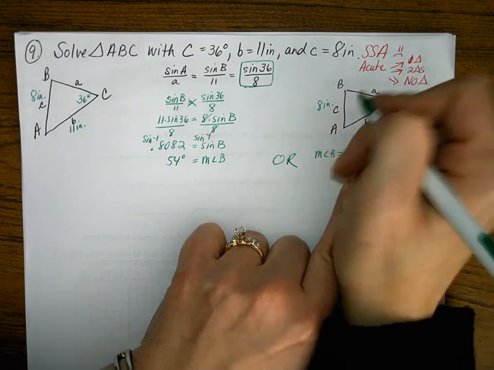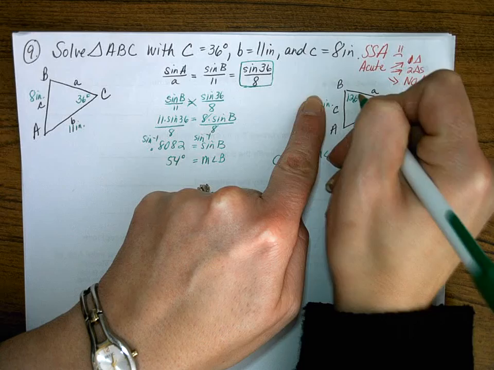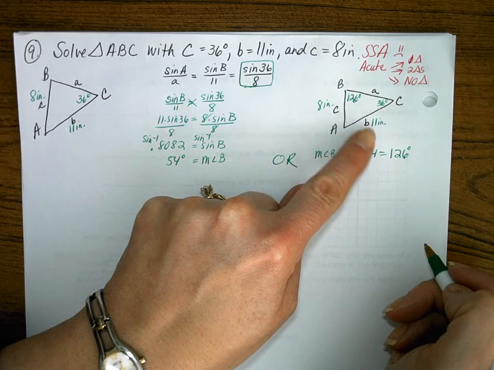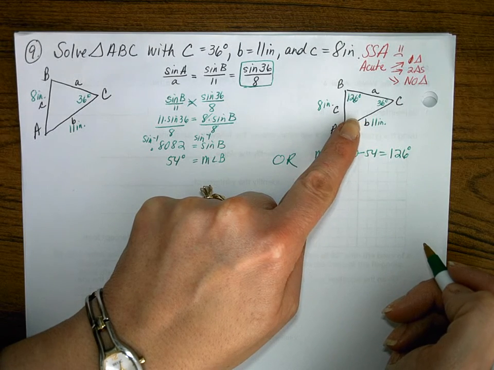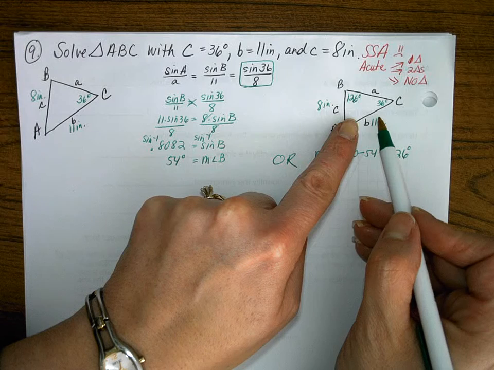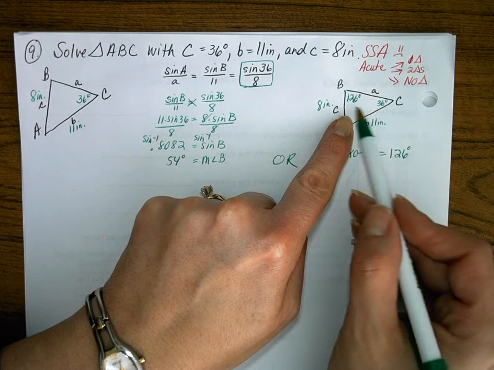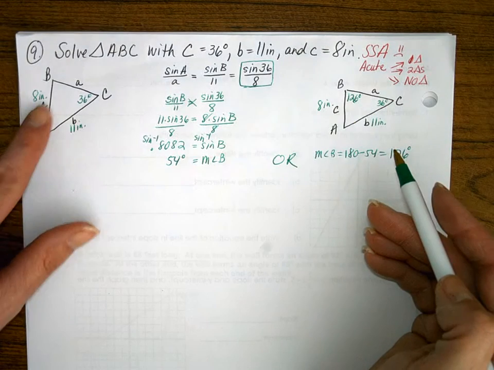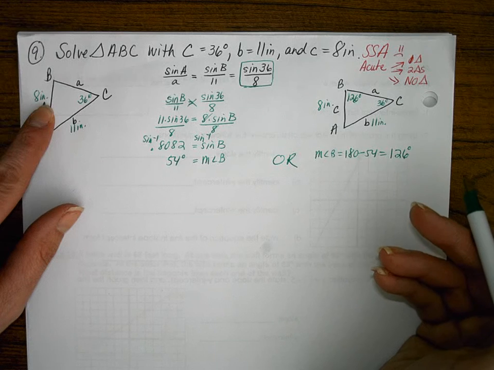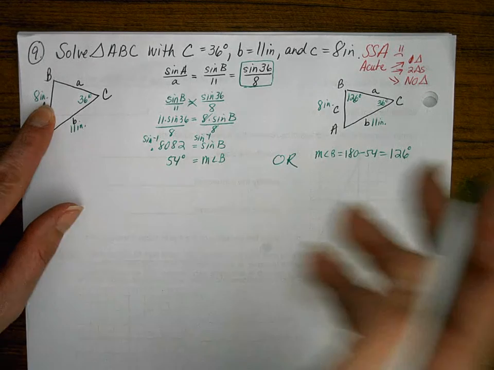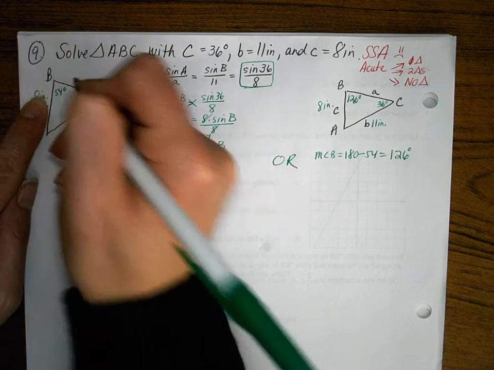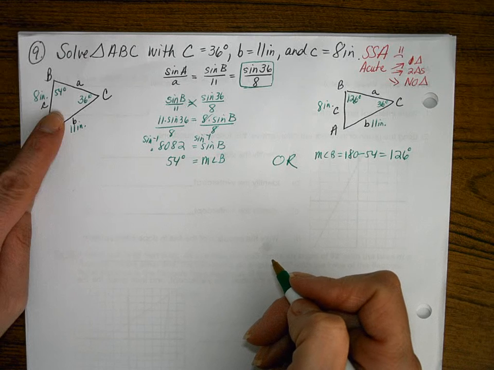Angle B is 126. Is that okay? Why is it cool? Because it's less. Yeah, it's not 180. The two of them together don't get me to 180. Over here, angle B is how much? 54. Is that okay? Yeah, they're definitely under 180.